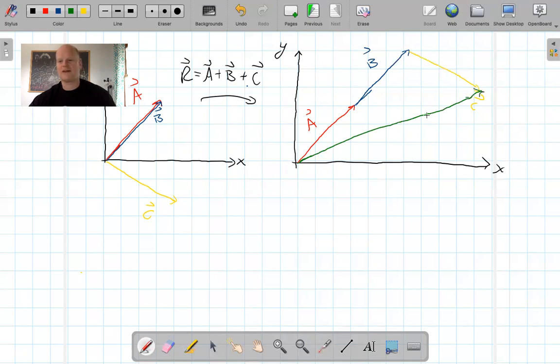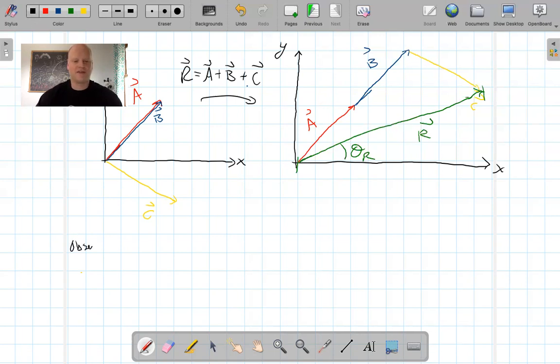So this is our vector R. What I want to know is the length of vector R, the overall magnitude of this vector, and then what is this angle here, theta R? Good. Now, once we have our picture, the first thing we're going to do is make some observations.